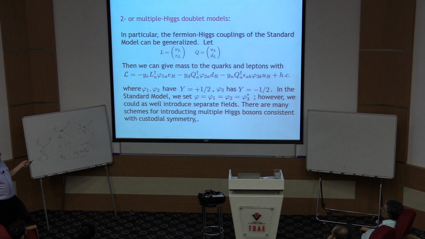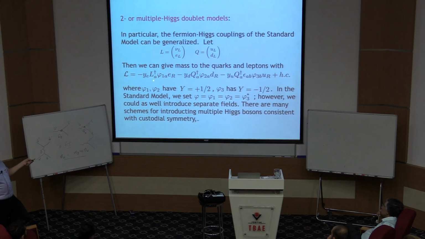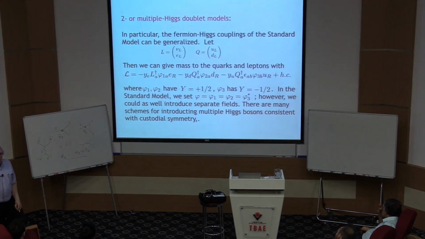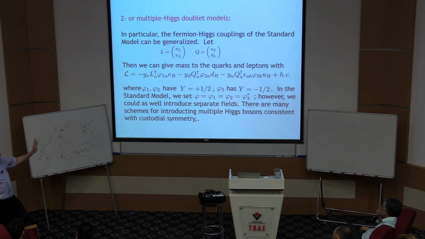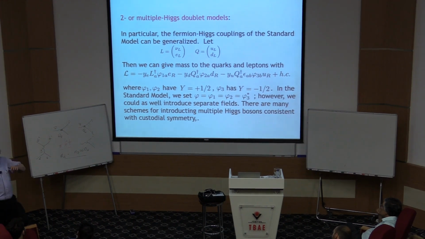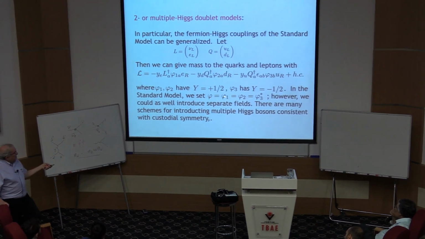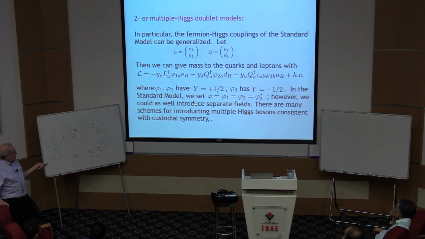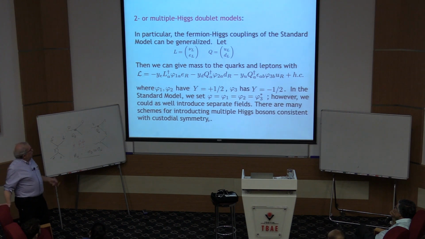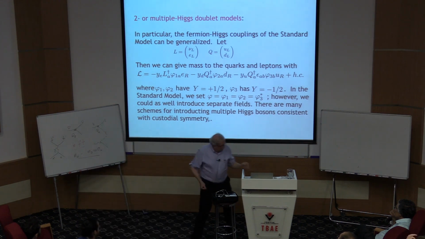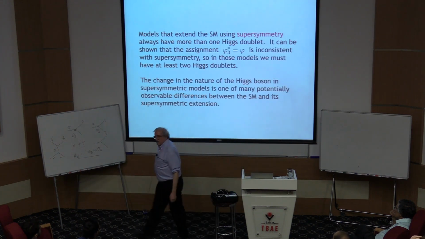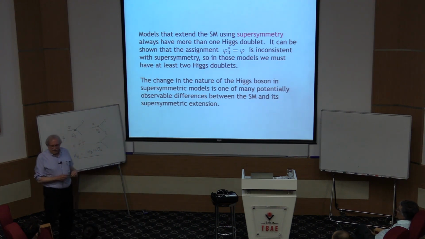It turns out that if you put a Higgs boson in each term and make that independent of the generation labels, then you preserve the custodial symmetry, and again, you get this relation. You can have as many Higgs bosons as you want, as long as you preserve the generation-independent structure. In the standard model, we have 1. We set phi equal to phi 1, phi 2, and phi 3. But we could as well introduce separate fields, for example, 1 for the up quarks and 1 for the down quarks. An example of a model like this is the supersymmetric extension of the standard model.